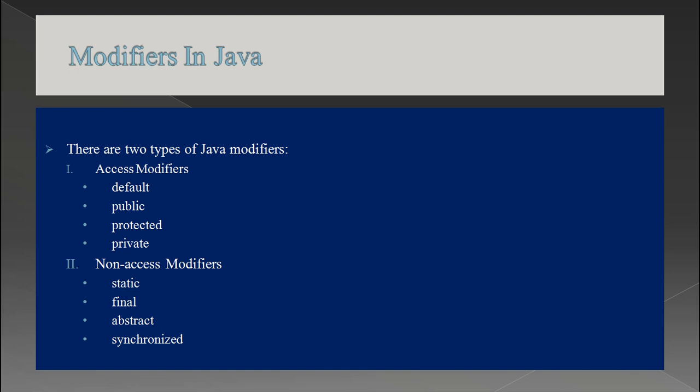Now, non-access modifiers are actually the properties of the variables, methods, and the class. So first I will discuss access modifiers. There are four access modifiers: default, public, protected, and private.